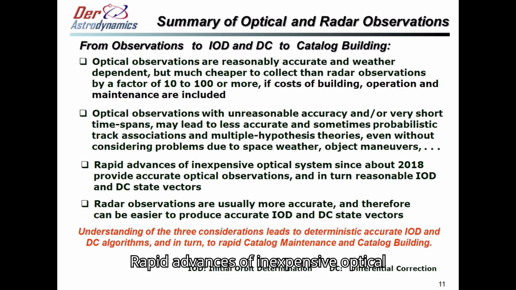Rapid advances of inexpensive optical observations since about 2018 provide accurate optical observations and in turn reasonable IOD and DC state vectors. Radar observations are usually more accurate and therefore can be easier to produce accurate IOD and DC state vectors. Understanding of the three considerations leads to deterministic accurate IOD and DC algorithms, and in turn to rapid catalog maintenance and catalog building.